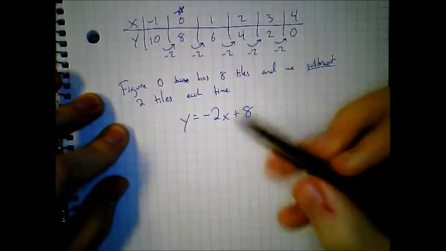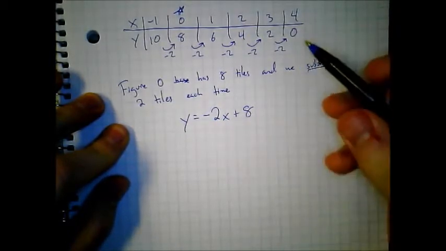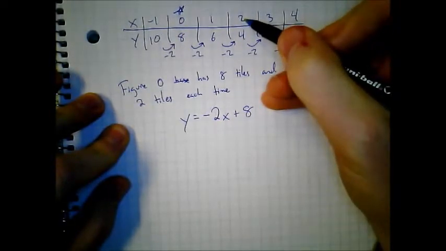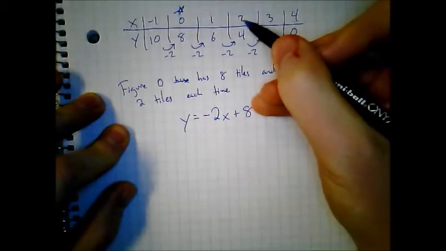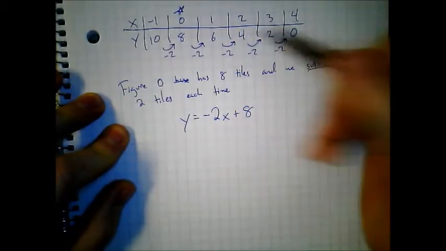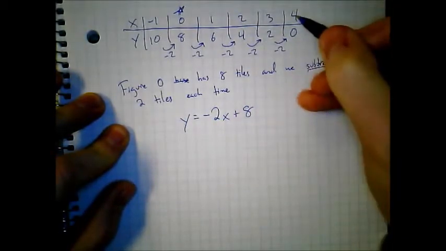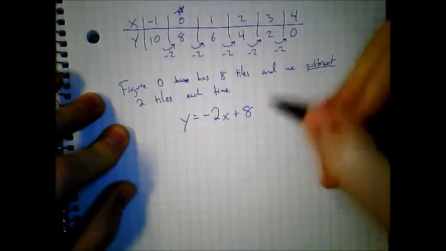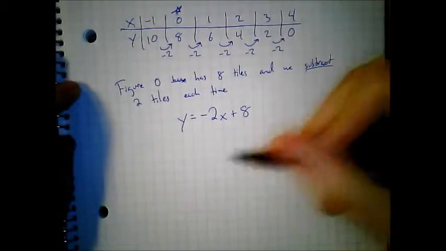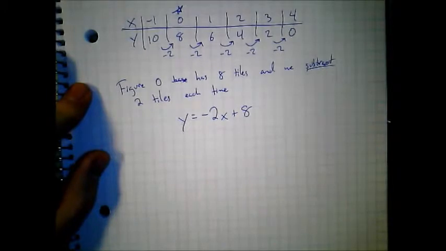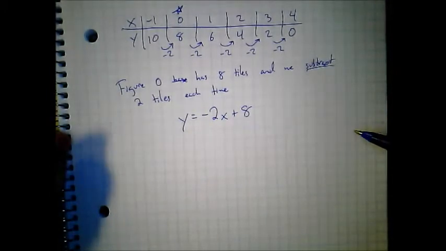Again, it's a good habit to check your work with some of the numbers in your table. We substitute 2 in for x. Negative 2 times 2 is negative 4, plus 8 is positive 4. Good. Negative 2 times 4 is negative 8, plus 8 is 0. Okay, so we trust that we did the right work, so y equals negative 2x plus 8 is the rule.